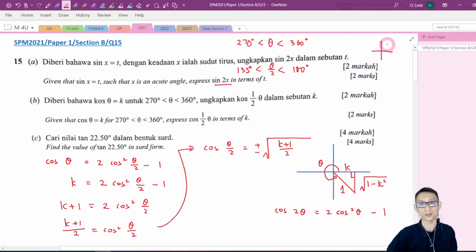Still remember the ASTC rules. So this is the second quadrant. In the second quadrant only sine is positive, right? So now we are talking about cosine. We know the answer must be negative. Okay, so this is the answer for part B.